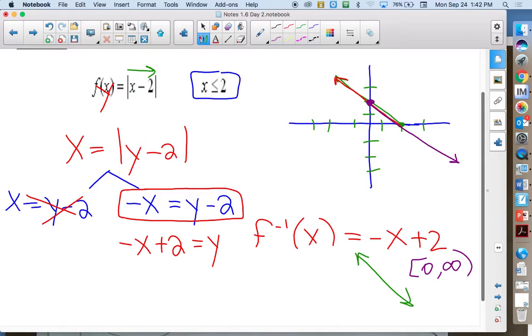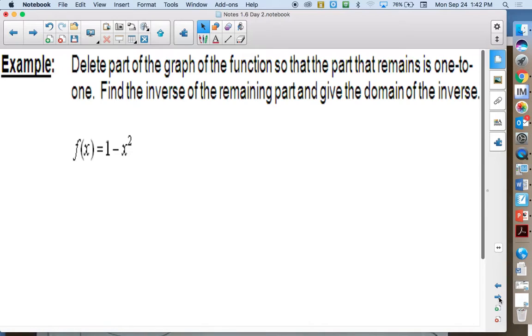So we're going to try and do this a second time with just a different function. Anytime you're picking a piece of a graph, you need to make sure you give the domain of the answer so that it correlates with the piece of the graph we're choosing. If you look at the second one, see if you can graph this, and then it says to delete the part of the graph so that it remains 1 to 1. So graph f of x equals 1 minus x squared. Without a calculator, make yourself a little sketch. No calculator required.